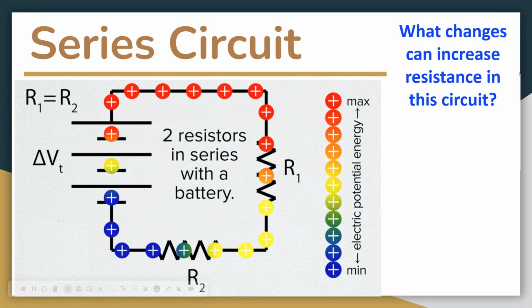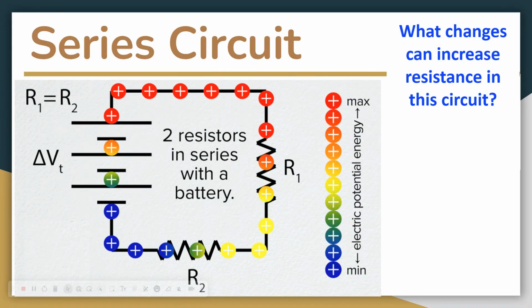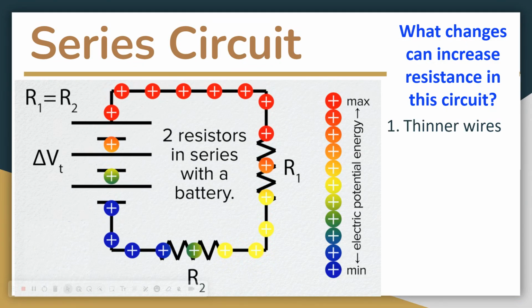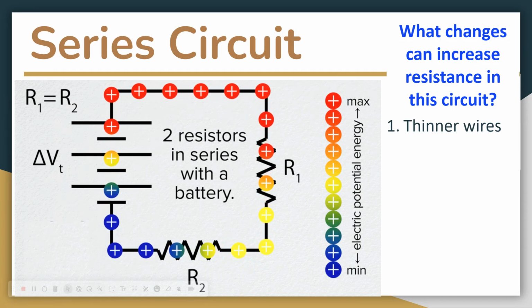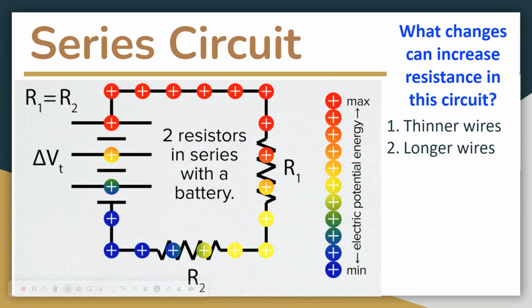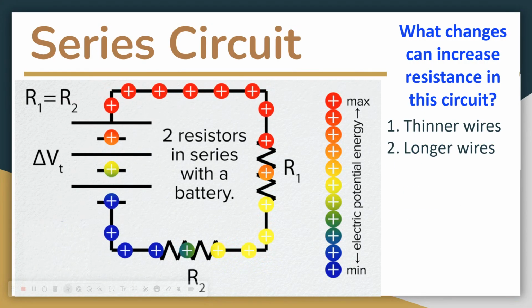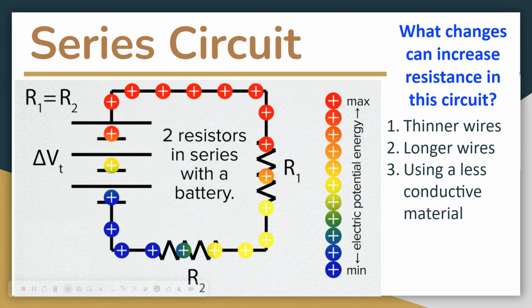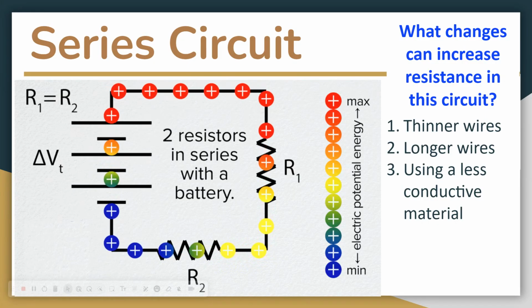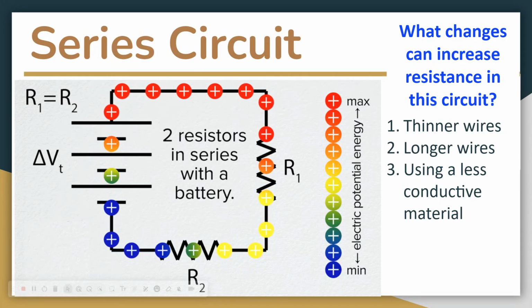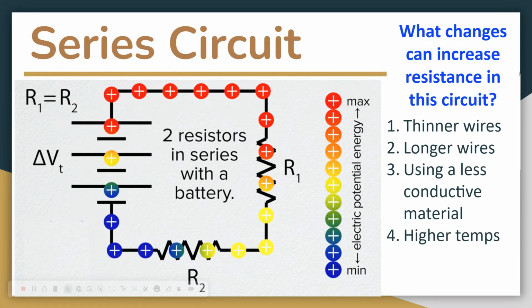All right, so again, what changes can increase resistance? We talked about these factors yesterday. If I wanted to increase the resistance in this circuit, I could use thinner wires, either throughout the whole thing or at those resistors specifically. I could use longer wires. I could use a less conductive material. So instead of using maybe copper, I could change that so that I was using titanium or something. But a less conductive material.